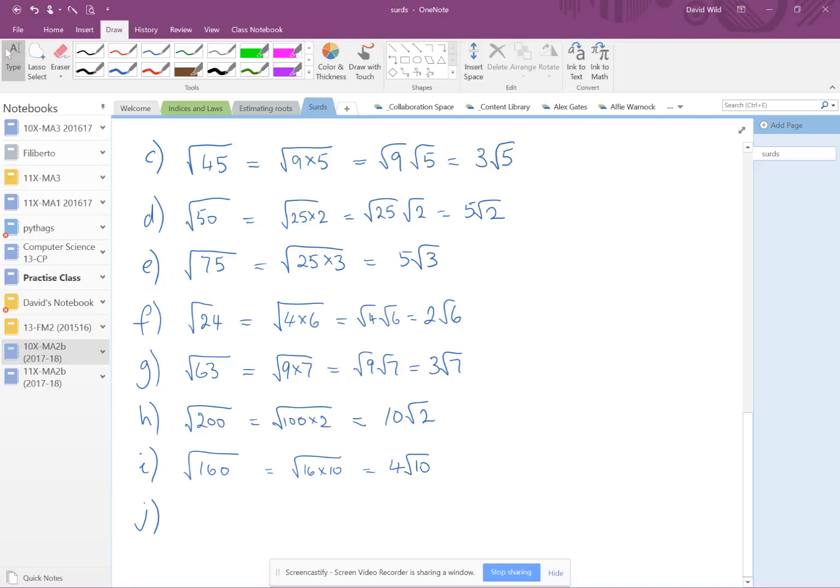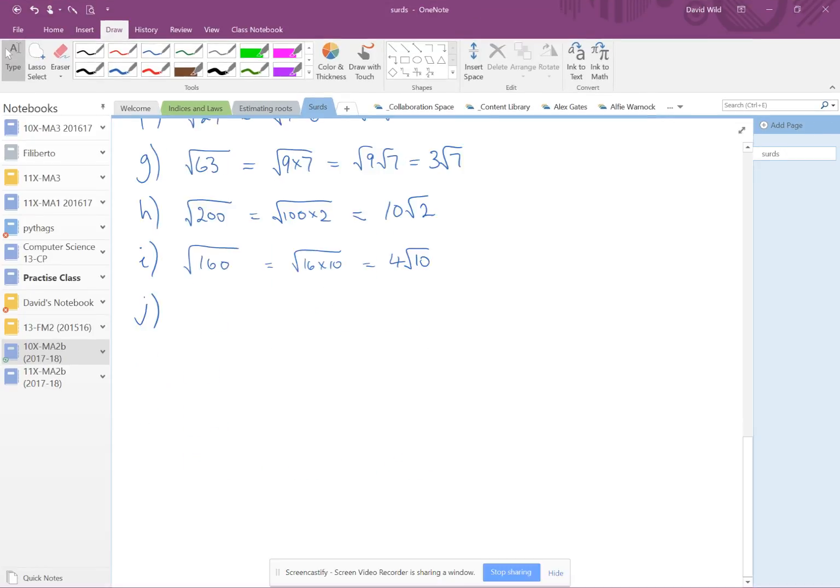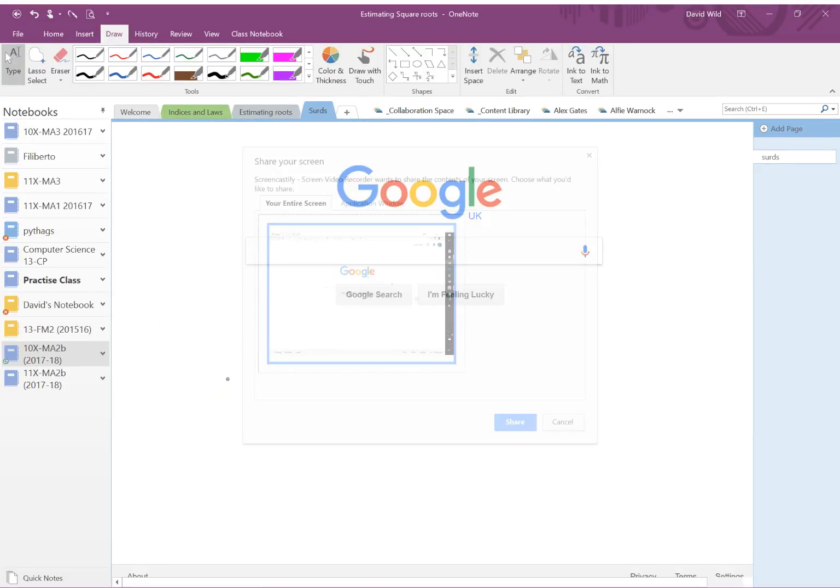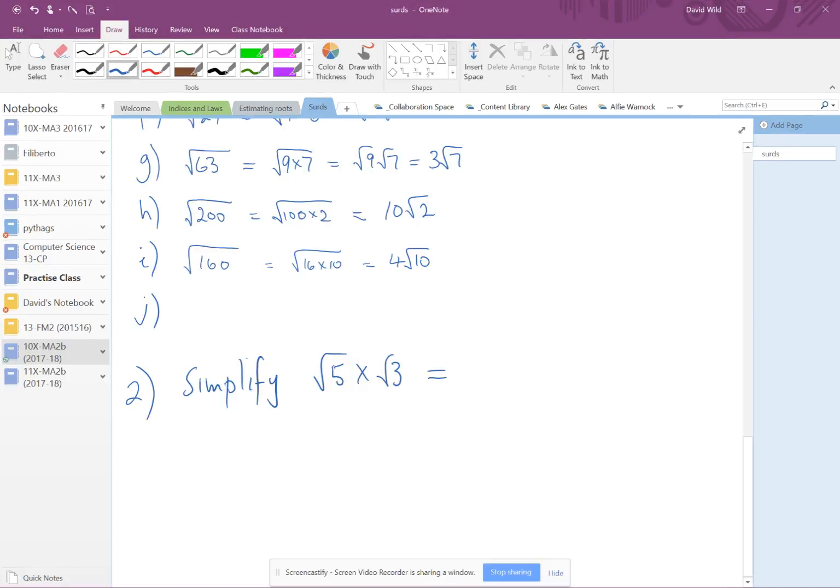Can we go on to doing question 2? Now I'm going to do a couple of these for you to start you off. Okay, question 2. It says simplify as far as possible. Simplify as far as possible, root 5 times root 3. What can we do here?